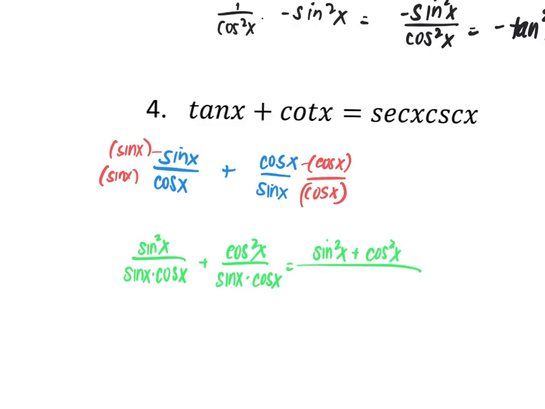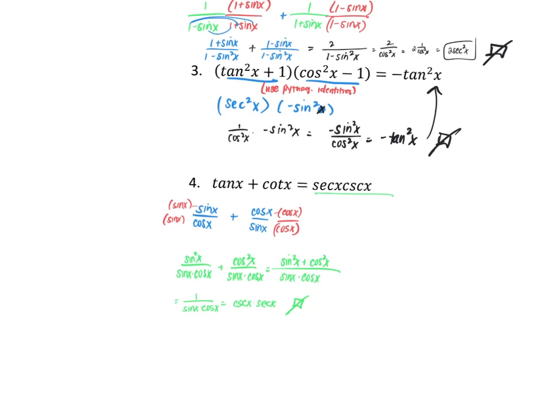Wait, what is sine squared plus cosine squared? Hopefully you said that that's 1 in the numerator. And then we're just taking the reciprocal of sine and cosine, which ends up being cosecant and secant, which is what we wanted to prove. Okay, nice work.